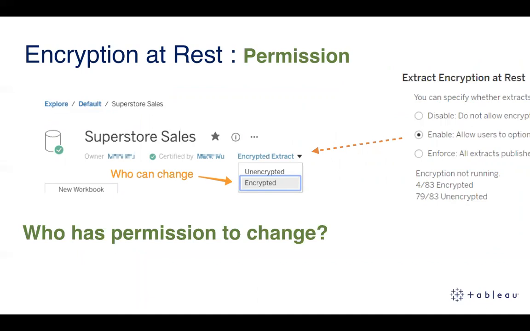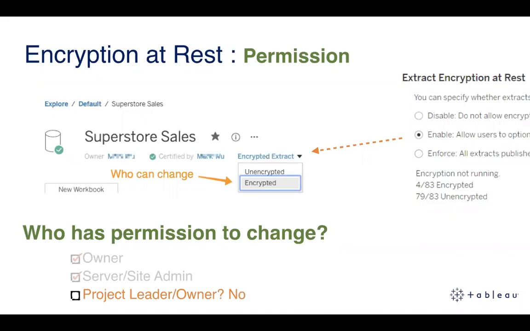Who has the permission to change the encryption mode? Earlier I showed you I can change that, but who has permission to change? I did my testing. I'm always big on permissions. Of course, if you're the workbook or data source owner, you have permission, or if you're admins, you can. But what about project leaders? What do you think, project leaders?